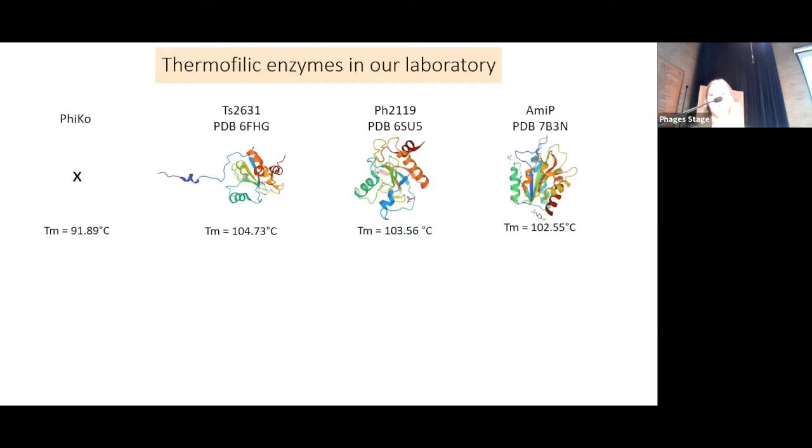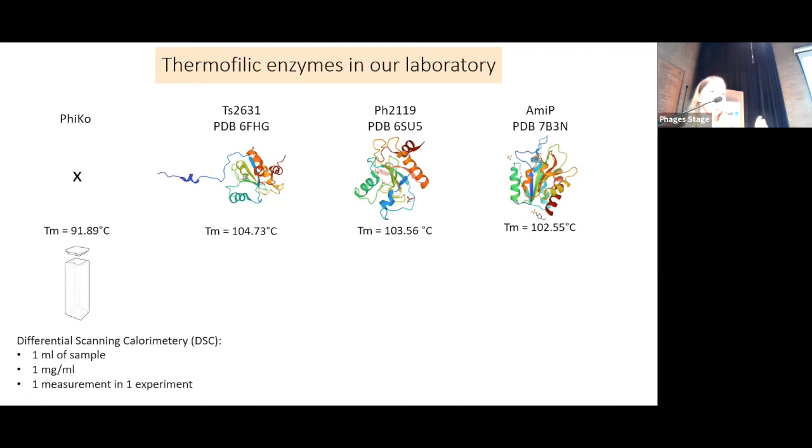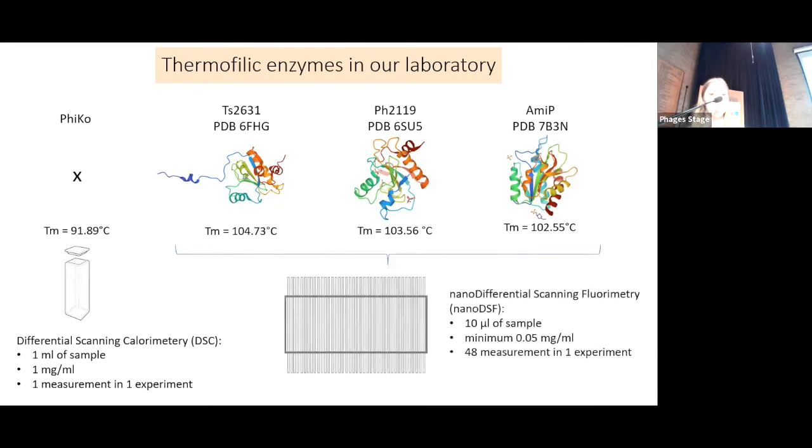Okay, in our laboratory, we have 3 more thermophilic enzymes, and only one, FICO, has a melting temperature lower than 100 degrees Celsius. The melting temperature of FICO was obtained by differential scanning calorimetry, and the melting temperatures of the 3 other proteins were obtained by nanodifferential scanning fluorimetry, which is more efficient for these studies.